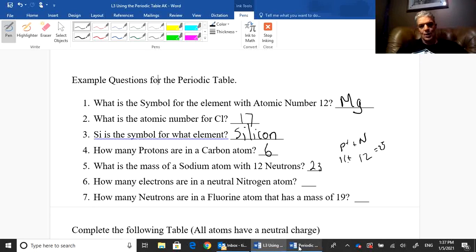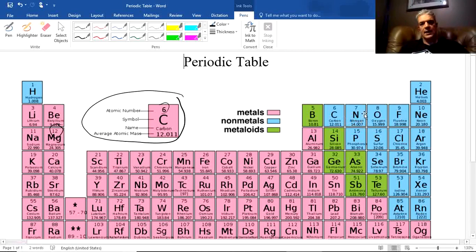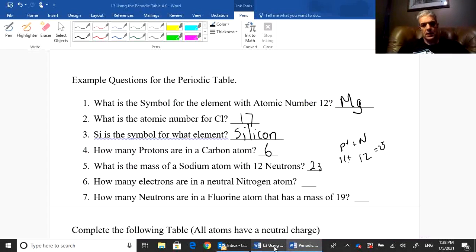So I go back here. What I'm looking for is nitrogen. So I have to go through all these. Nitrogen is the 7th one right here. It'll take some practice. I'm pretty good at it because I have worked with the periodic table before, so it might show. So it has 7. If you have 7 protons in your neutral atom, you would have 7 electrons. Okay, so put that number 7 in there as an answer.